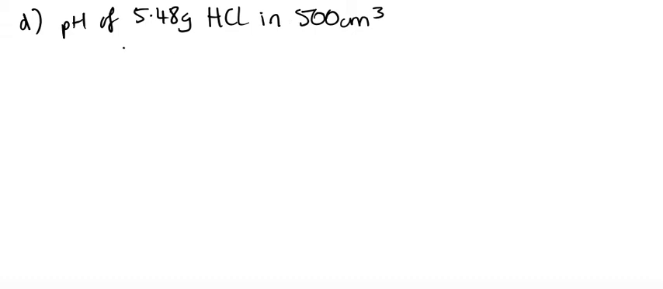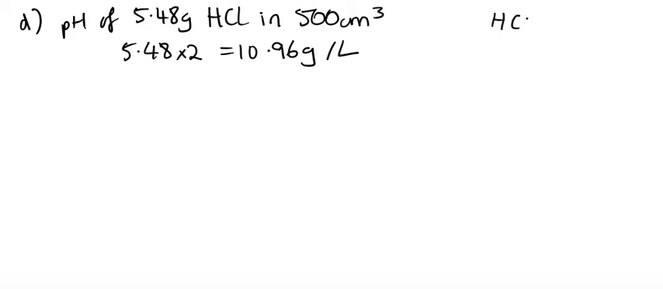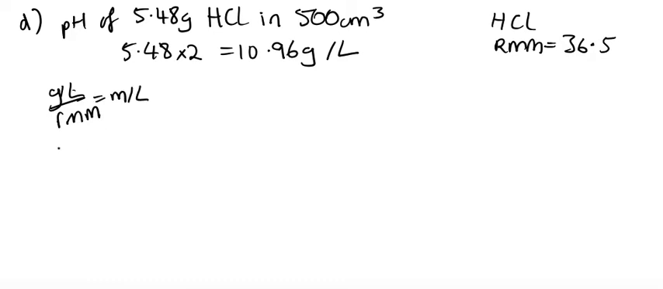So 5.48 grams is equal to 5.48 multiplied by 2, which is 10.96 grams in 1 litre, just multiplying it by 2. Then hydrochloric acid, the relative molecular mass of that is 36.5. So in order to change from grams per litre to moles per litre, I'm going to put the grams per litre over the RMM to give me the moles per litre. So I have 10.96 divided by my 36.5, and that gives me 0.3 moles per litre.